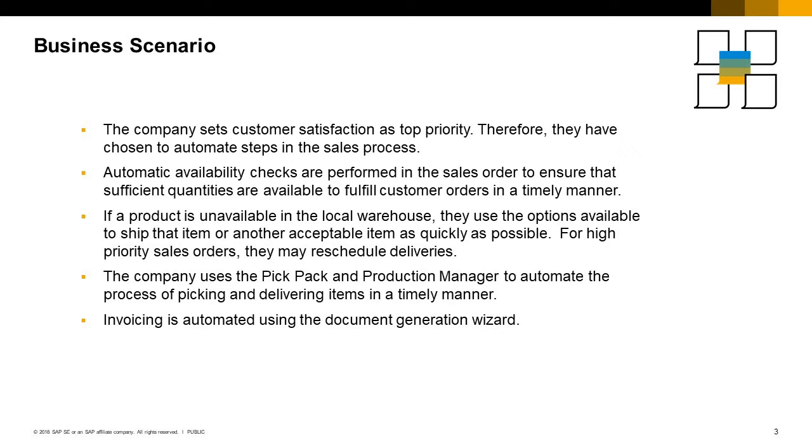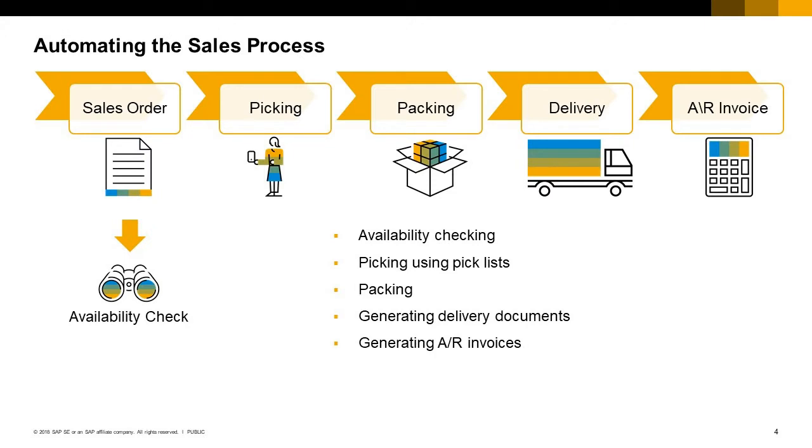The company uses the pick, pack, and production manager to automate the process of picking and delivering items in a timely manner. Invoicing is automated using the document generation wizard. We will look at 5 places in the sales process where sales automation adds efficiency: availability checking, picking using pick lists, packing, generating delivery documents, and AR invoices using the document generation wizard.